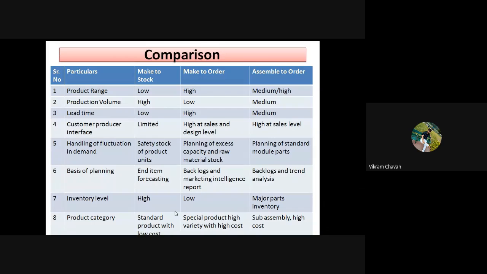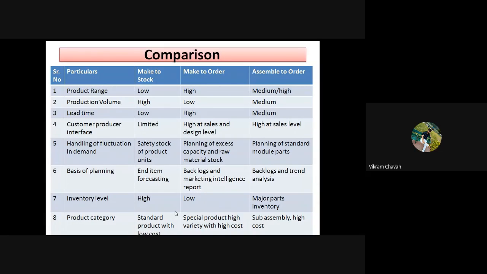Then the next one is production volume. In case of make to stock production, the products are standardized, and the production rate is forecasted on the basis of the market situation. So the production volume is very high. In case of make to order, the production volume is very low, because we are producing the product on the basis of customer requirement. And in case of assemble to order, the production volume is medium.